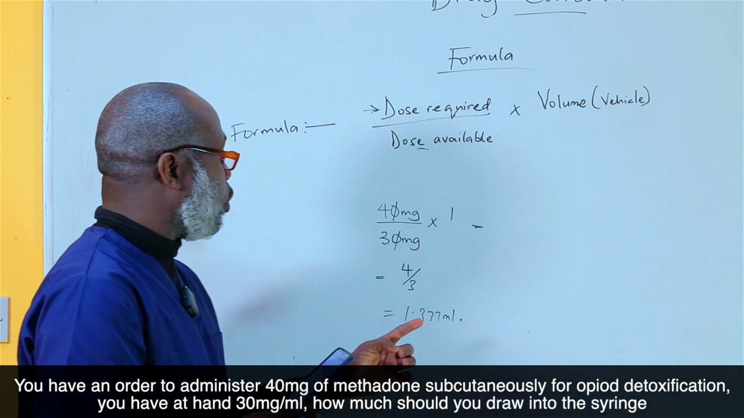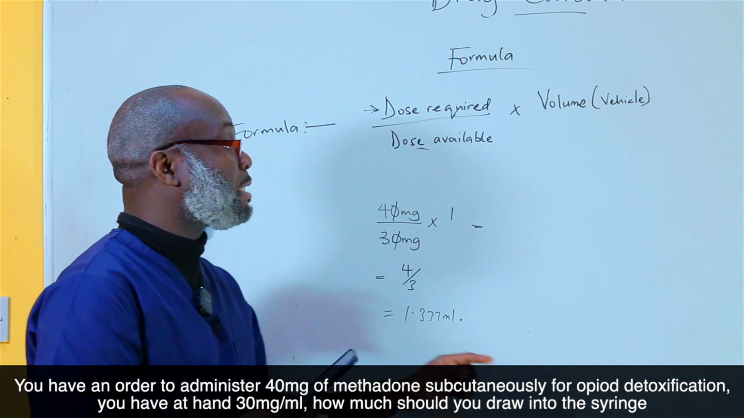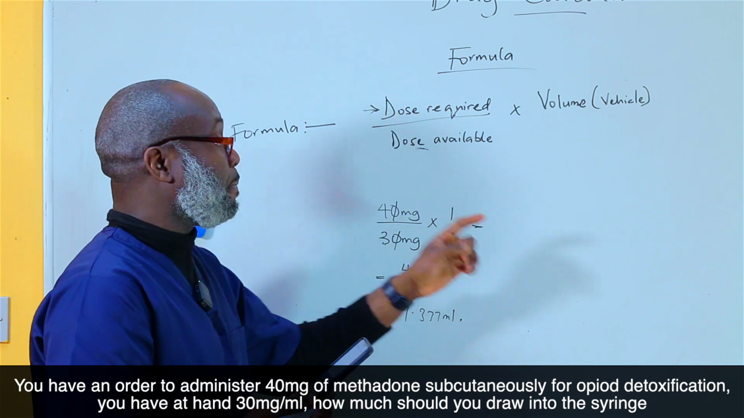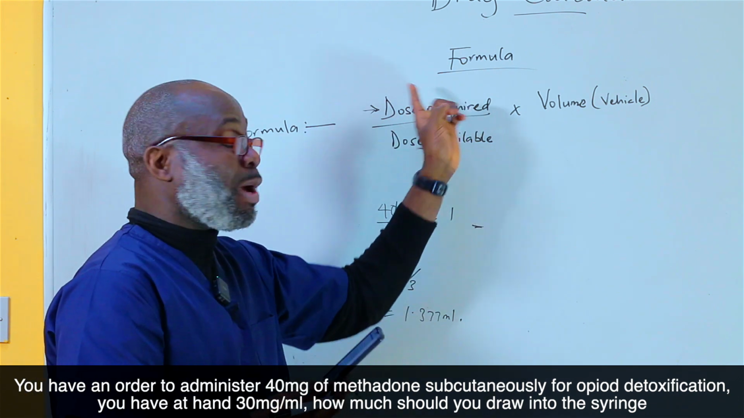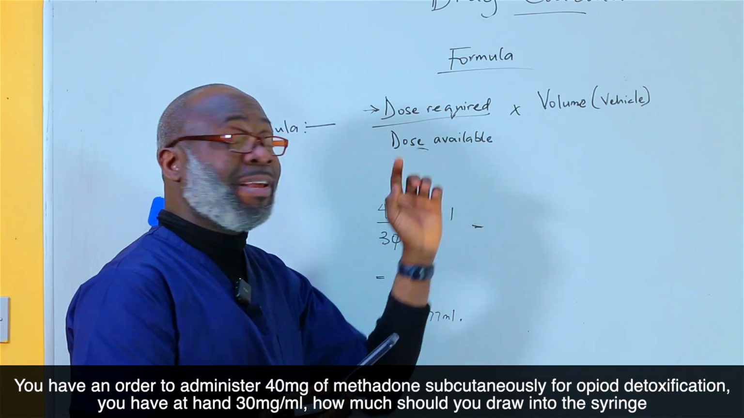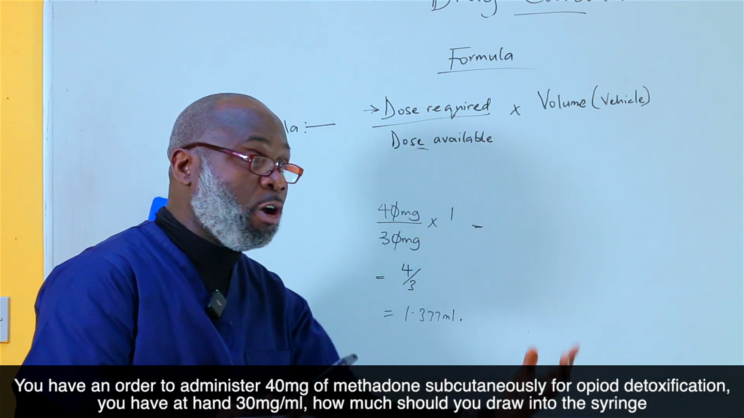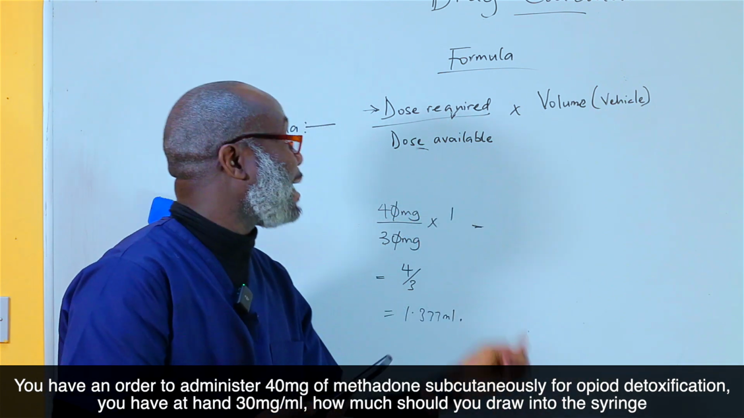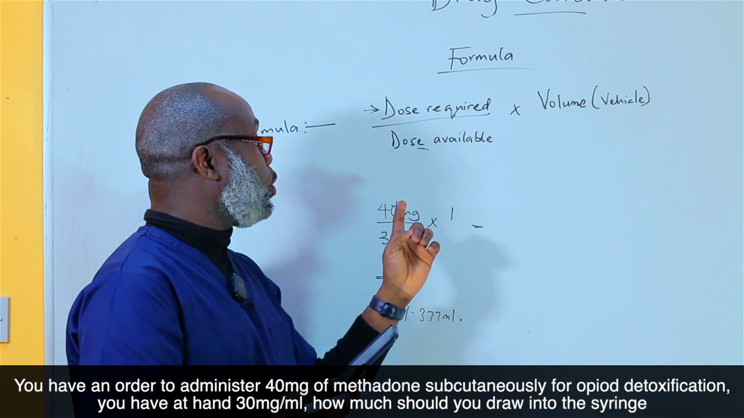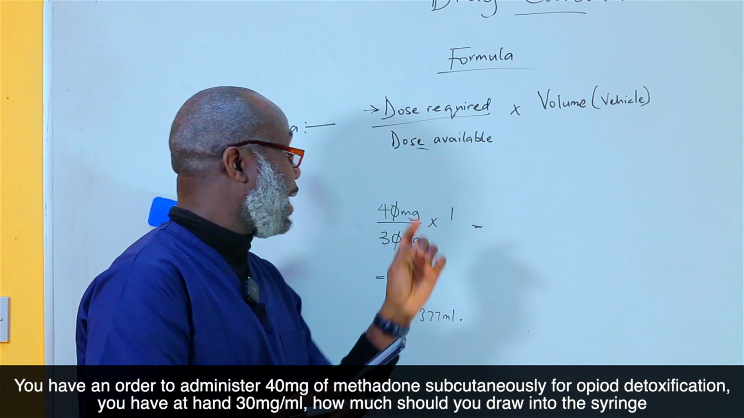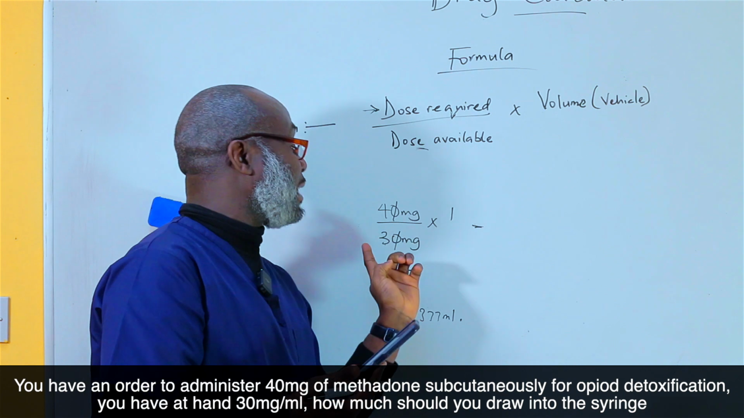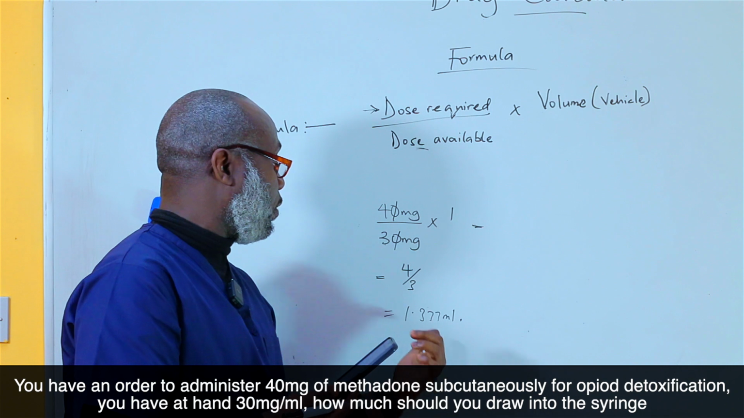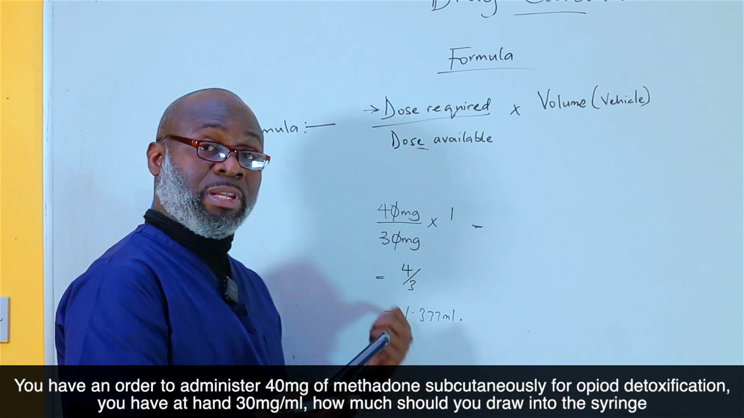What are you solving for? You're looking for the volume, that is in milliliters. What are you administering? You're administering 40. That is what you're giving to the patient. Just remember, dose required is what you are giving to the patient. Dose available is the dose that is available at hand. So they're telling you you're going to administer 40 milligrams and that they have it in 30 milligrams per mL. In 1 milliliter, you have 30 milligrams. So they ask you to solve for the volume. That is 4 over 3.